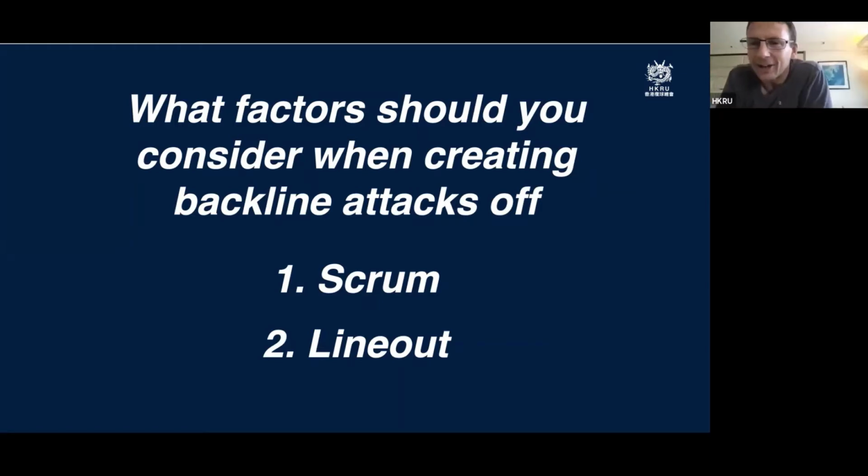Okay, so come on then. Let's get the scrum group. What have you got for us? What factors should you consider increasing backline attacks? Give us one of the scrum groups.